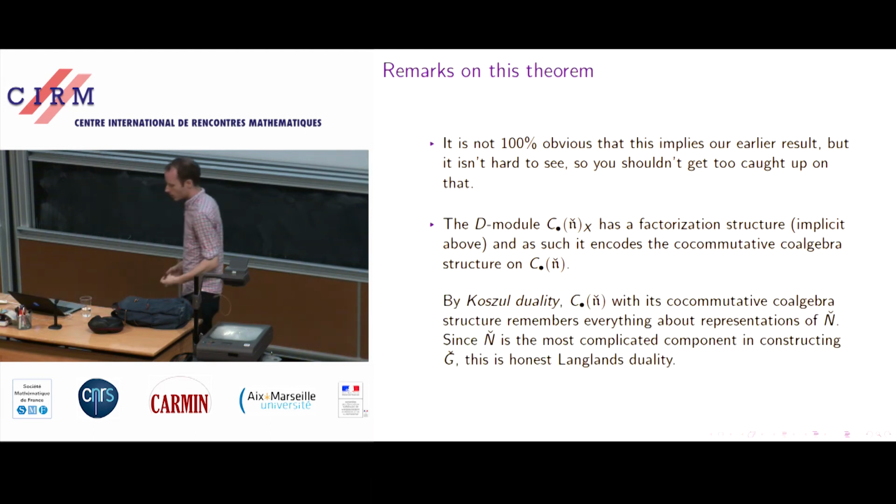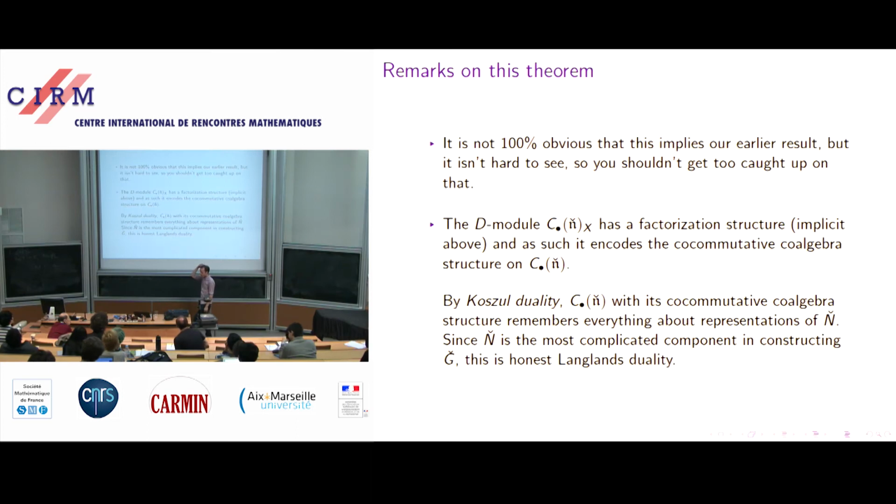So what Koszul duality says is that this Lie algebra homology, it remembers everything about representations of this group n-check. And this group n-check, it's the most complicated part in the Langlands dual group, like if you think about Serre relations or whatever. So it's like honest Langlands duality. You're really recovering the group n-check, and it's really the Langlands dual group. It's not just numerics like the first result was. Or who cares if it's, in terms of weights or co-weights.